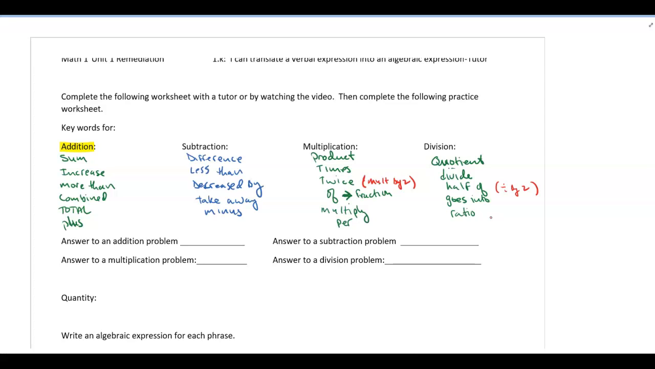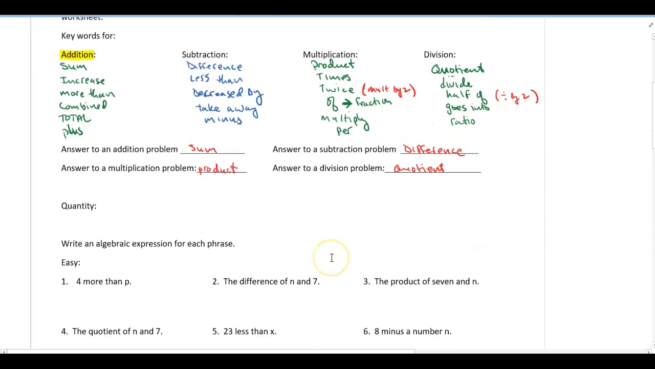Now, one thing that's important is to know what the answers to an addition, subtraction, multiplication, division problem are. What are the keywords that tell us that we have to get the answer before we do anything else? The answer to an addition problem is known as a sum. The answer to a subtraction problem is known as the difference. The answer to a multiplication problem is known as the product, and the answer to a division problem is known as the quotient. Another thing we'll see is the word quantity. And quantity basically means it's in parentheses. We're going to put it in parentheses. And this is important when it comes to, does the order of operations matter?